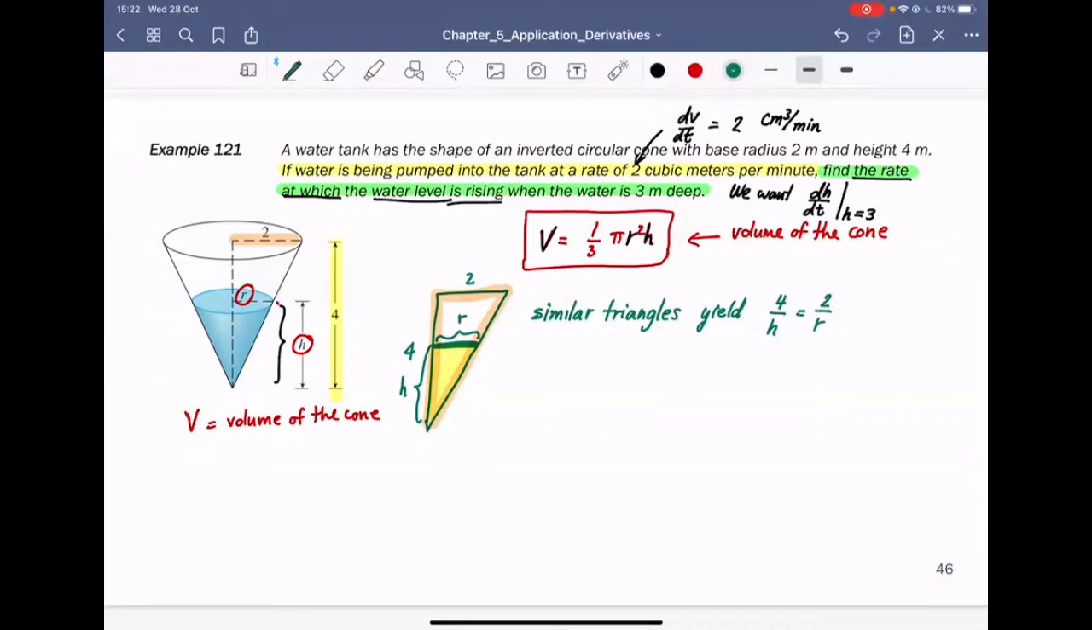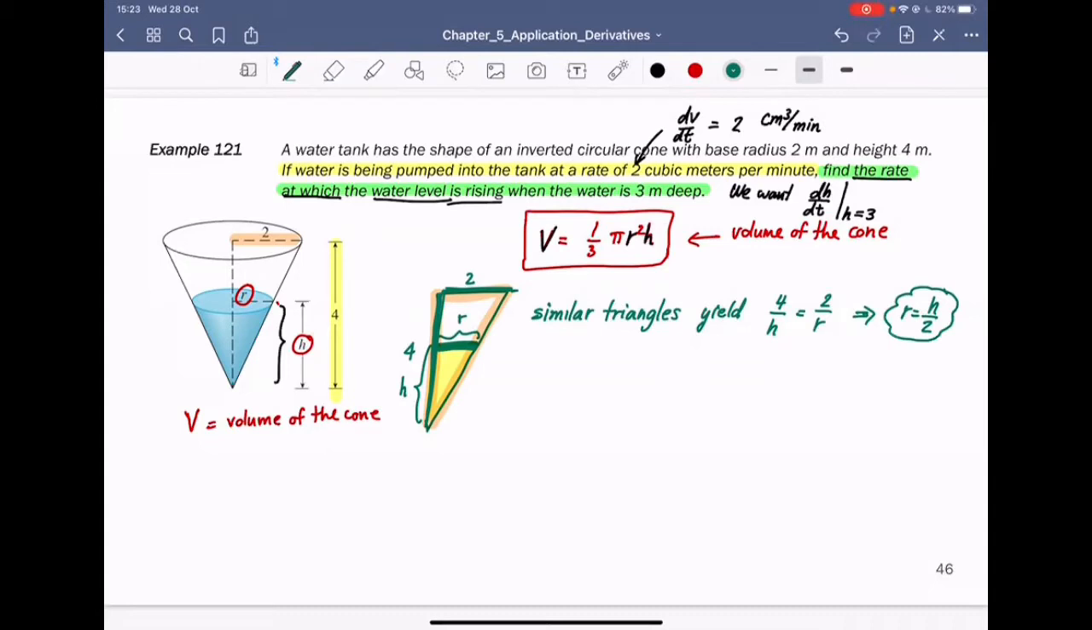Does it make sense? This is from the similar triangles, because the big triangle has height 4 and the small triangle has height h. The big triangle has radius 2 and the small triangle has radius r. So it must be a proper ratio. That means you also know that h is equal to 2r, or r is equal to h over 2. All right, r equals h over 2. So the relationship between r and h comes from similar triangles.